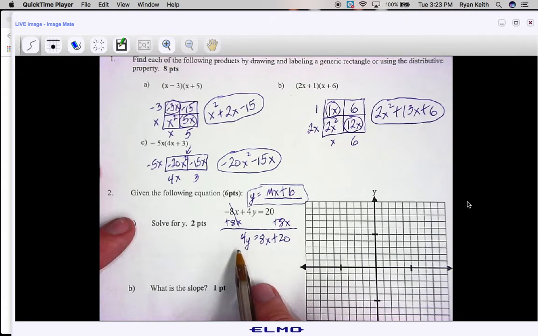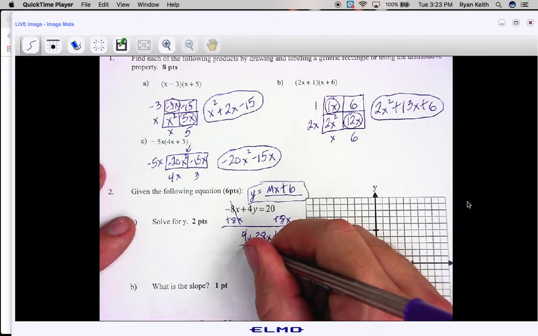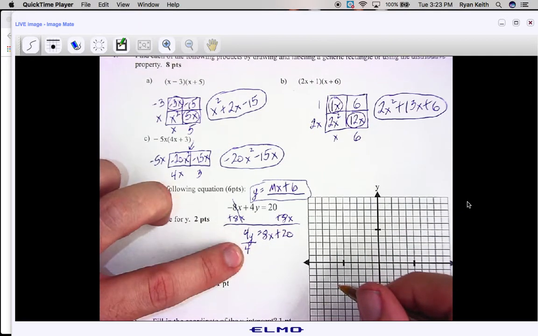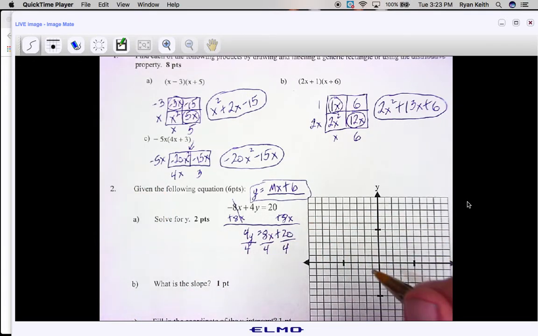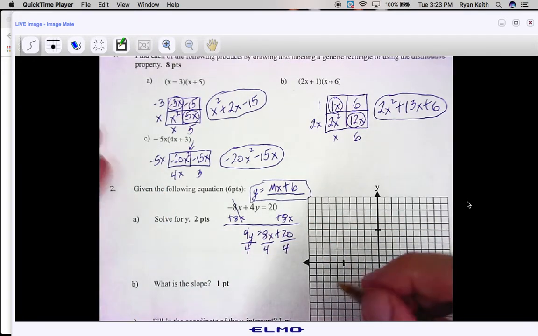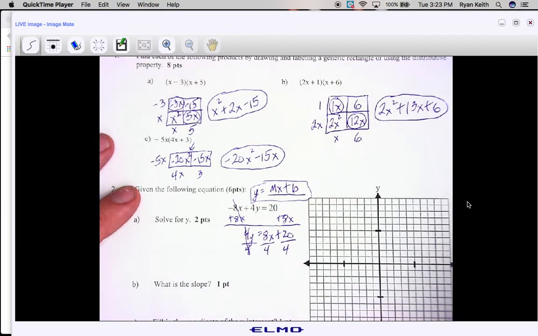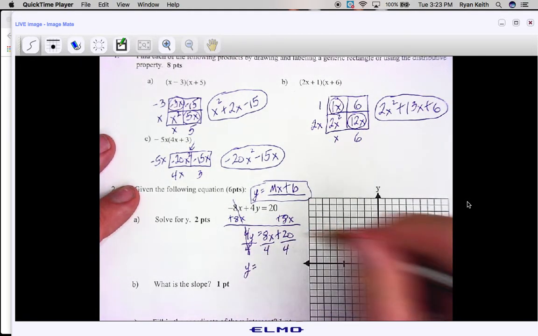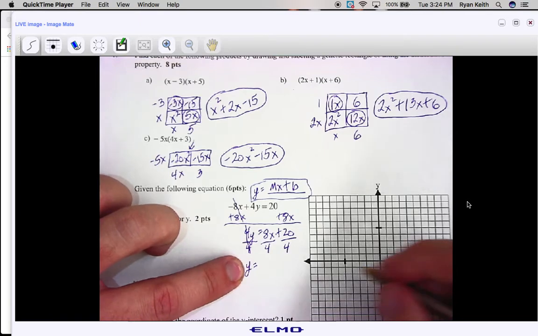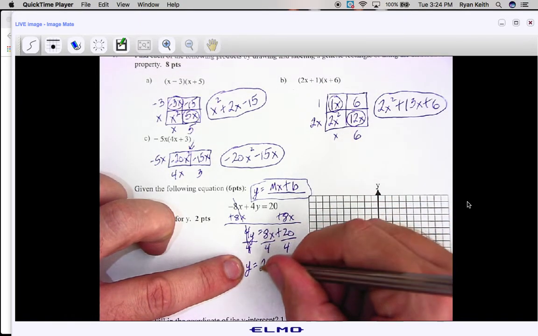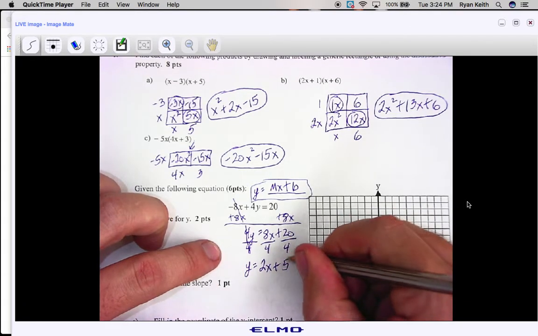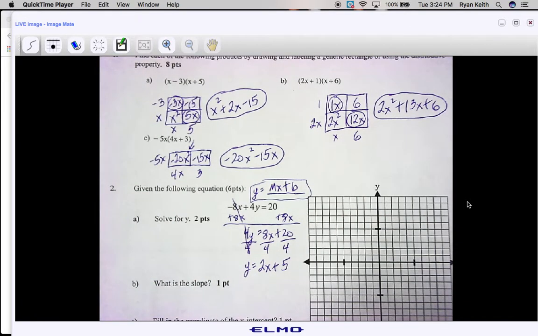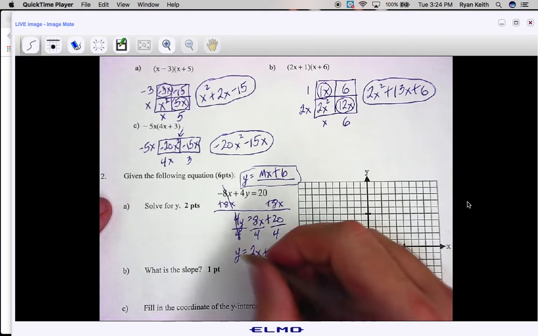So I only have one thing left to do. I want to get y alone, so I divide by 4, I divide everything by 4. I've said this a million times. Divide everything by 4. They go away. Now I have y alone. Perfect. That's exactly what I wanted. 8 divided by 4 is 2x, and 20 divided by 4 is 5. Done.